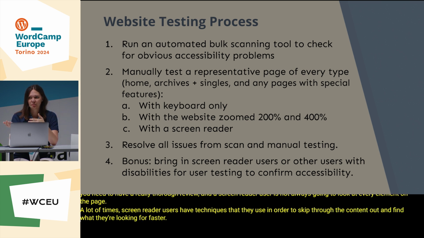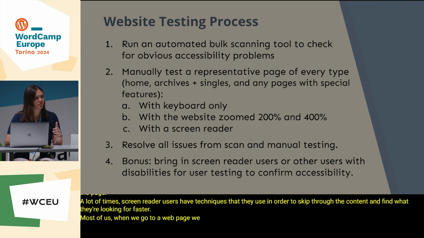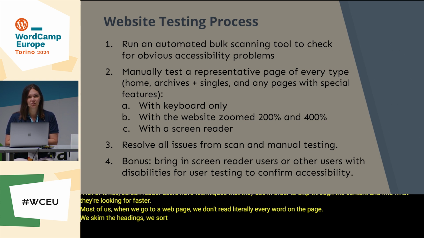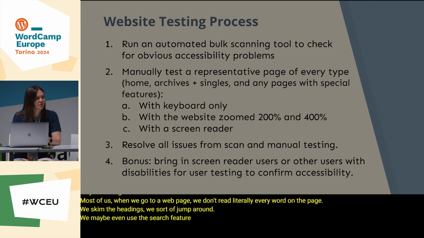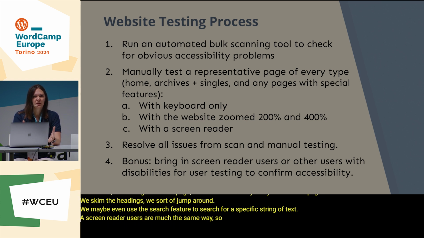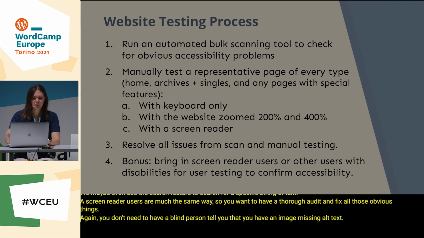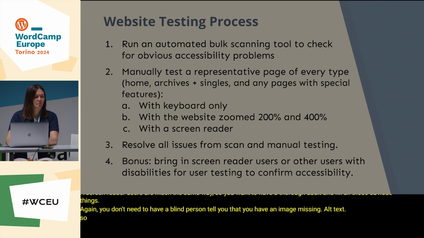Most of us, when we go to a web page, we don't read literally every word on the page. We skim the headings, we sort of jump around, we maybe even use the search feature to search for a specific string of text. Screen reader users are much the same way. So you want to have a thorough audit and fix all of those obvious things. Again, you don't need to have a blind person tell you that you have an image missing alt text. So that's sort of the order that we go about when we do testing.